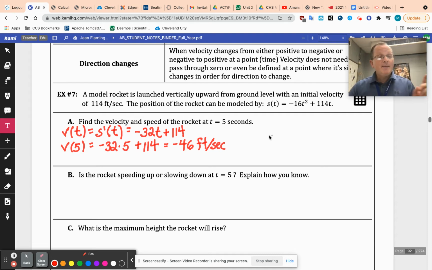Okay, but the speed is the absolute value of that, the absolute value of velocity. And in this particular case it would be 46 feet per second.